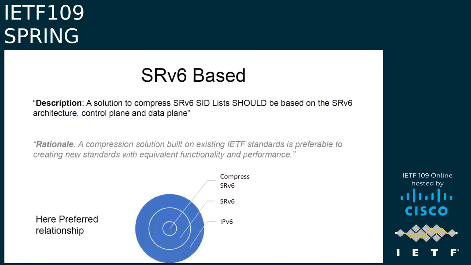So I've seen quite a few comments for this item. The description is that a solution to compress SRv6 SID lists should be based on the SRv6 architecture, control plane, and data plane. I would like to point out that we are using the word "should" instead of "must". So even if this item is agreed by the design team, that doesn't mean closing the door to any other proposal. Next page.